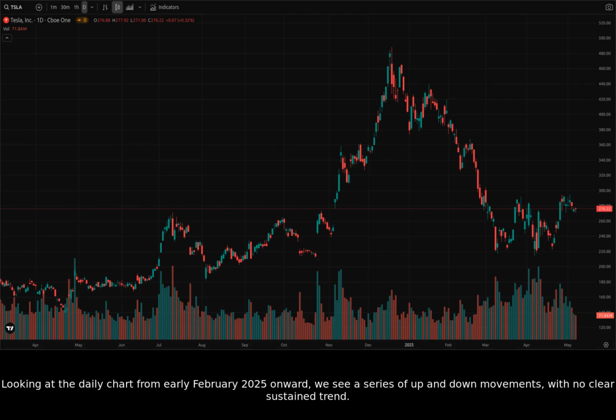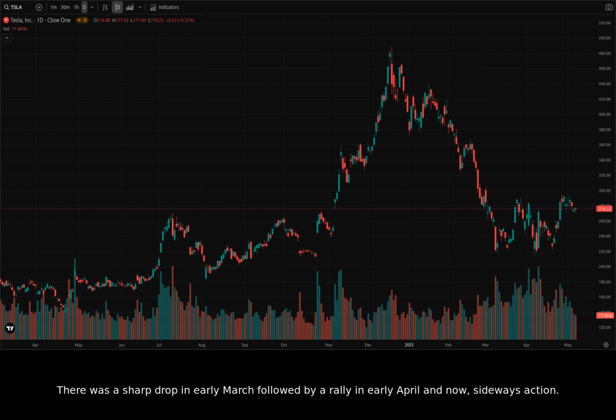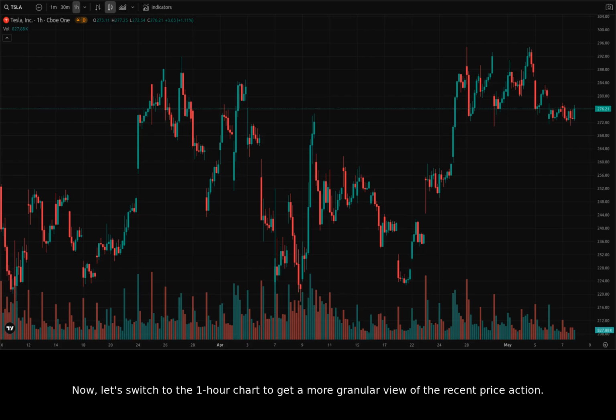Looking at the daily chart from early February 2025 onward, we see a series of up and down movements, with no clear sustained trend. There was a sharp drop in early March followed by a rally in early April and now sideways action. Now, let's switch to the 1-hour chart to get a more granular view of the recent price action.